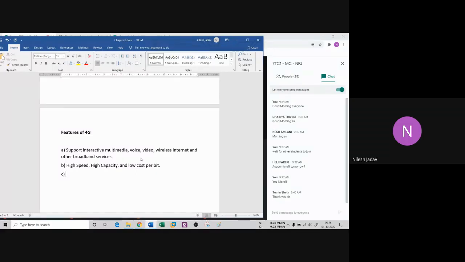Another thing, from the perspective of a cellular network, is that it gives you mobility and portability also.